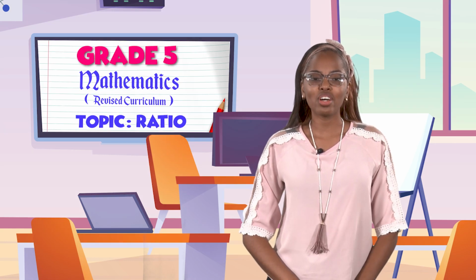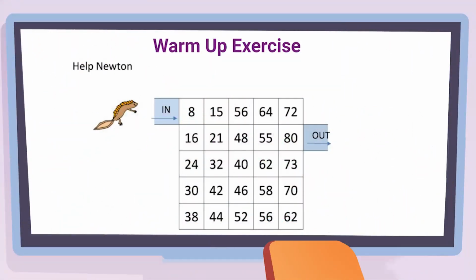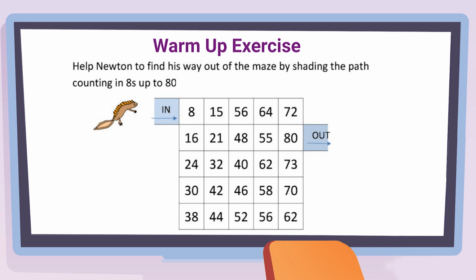Let's move on to another activity. For this activity, we have to help the newborn to find his way out of the number maze by shading the path counting in 8s up to 80. Let's begin. We start with 8, 16, 24, 32, 40, 48, 56, 64, 72, 80.